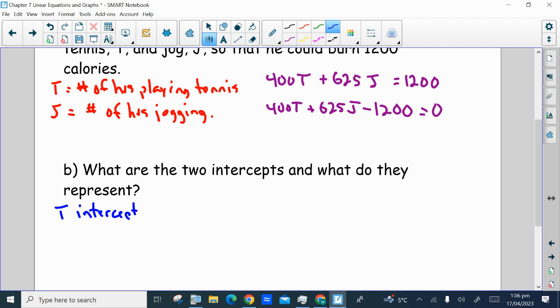That's right. The x-intercept is where y is 0. The y-intercept is where x is 0. No matter what the variables are, if you want to find one intercept, that's where the other variable equals 0. So the t-intercept in this case will be where j equals 0. I'm going to use the first equation that we wrote, the one that has the 1200 on the right side.